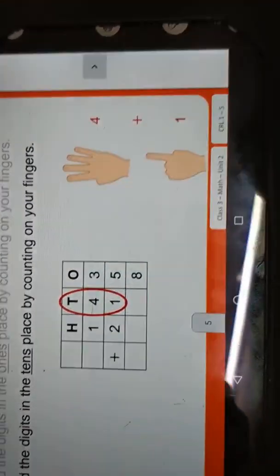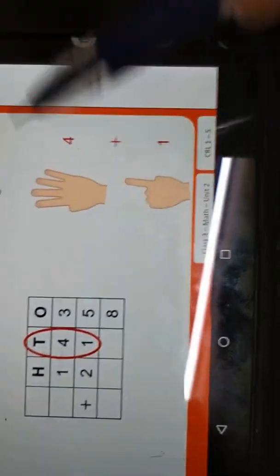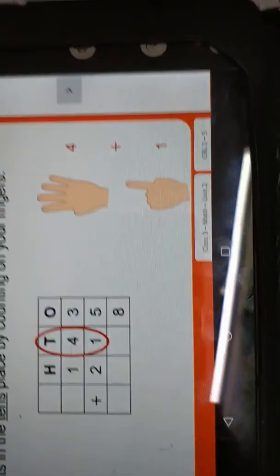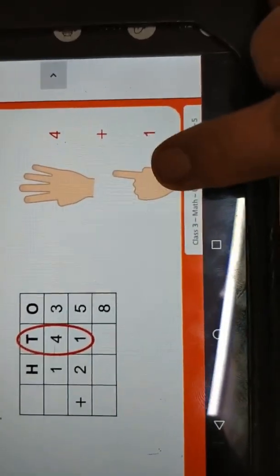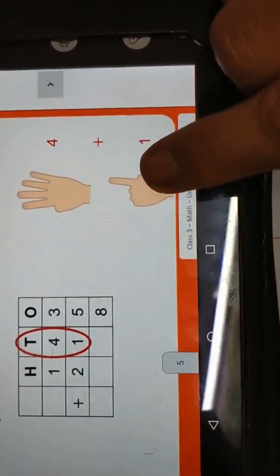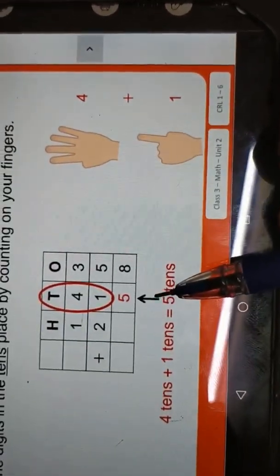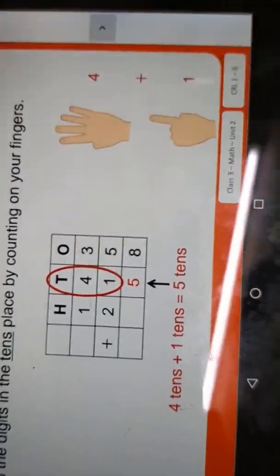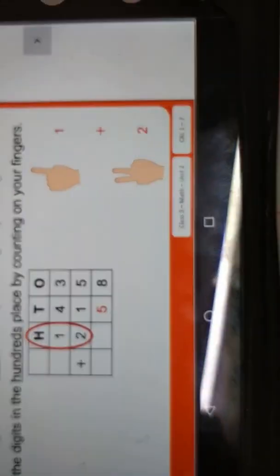After that, add the digits in the tens place by counting on your finger. So 4 plus 1 is there. First of all we show 4 on our finger: 1, 2, 3 and 4. That 4 we have to lock in our mind, and 1 on our finger. So after 4 comes 5. So we have to write 5 in the tens place. Then the hundreds place.